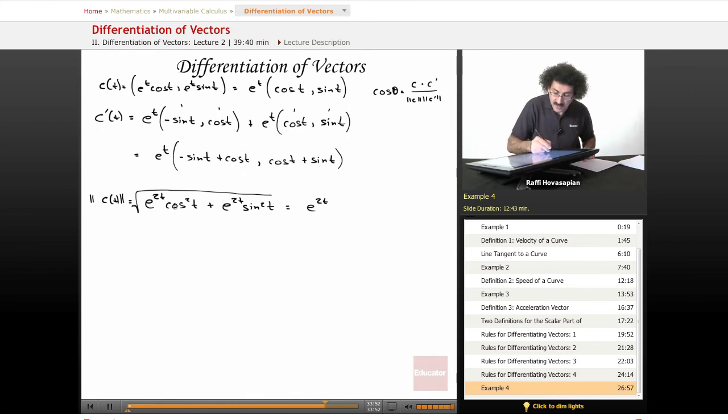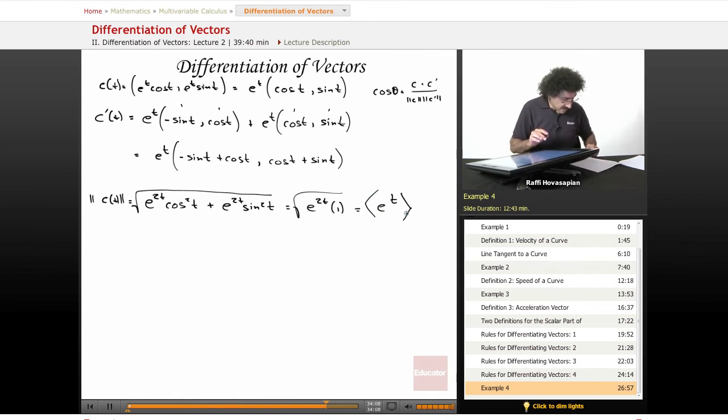It's going to equal e to the 2t. The e to the 2t factors out. Cosine squared plus sine squared is 1. So it's going to be that. So it actually just ends up being e to the t. So that is the norm of the vector, the position vector.